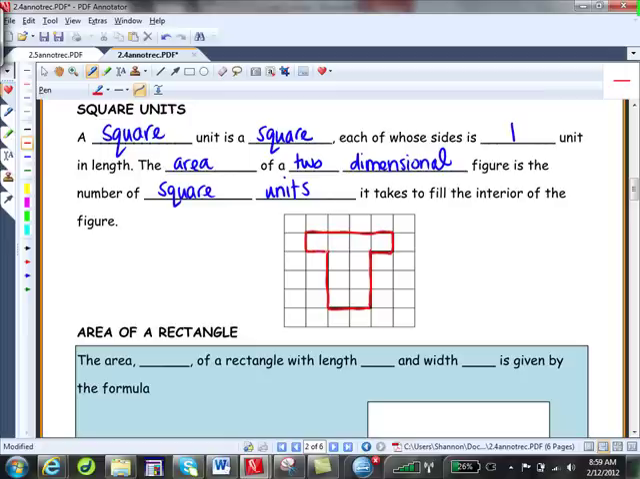So notice that the area is going to be comprised of how many of these squares are showing up in the figure. Do you see if we actually could count? There's 1 square, 2, 3, 4, 5, 6, 7, 8, 9, 10 squares in the T. So this is 10 square units is the area of the T.